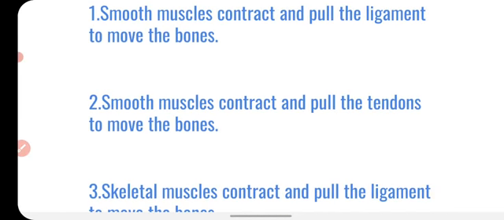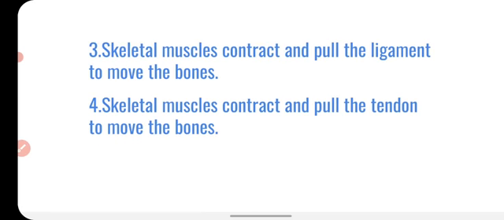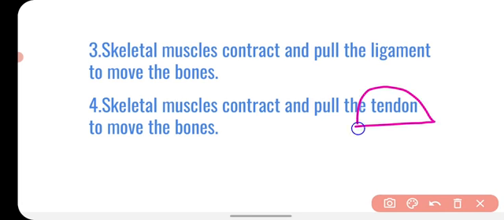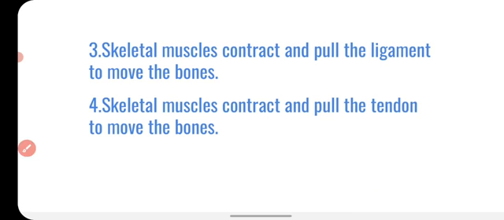So we move our body part with the help of muscles and bone. The muscles which move by our conscious will are called skeletal muscles. Skeletal muscles are found attached on the bones. There are two tissues. There is a tissue which connects the skeletal muscle with the bone, which is called tendon. So here the correct option is skeletal muscles contract and pull the tendon to move the bones, because tendons are the connective tissue which connect the skeletal muscles with the bones. So the correct option is option 4.